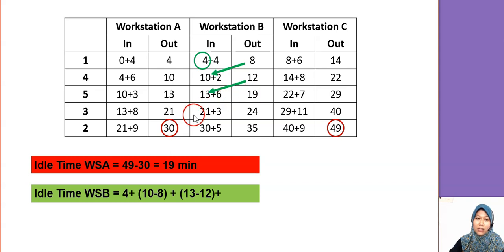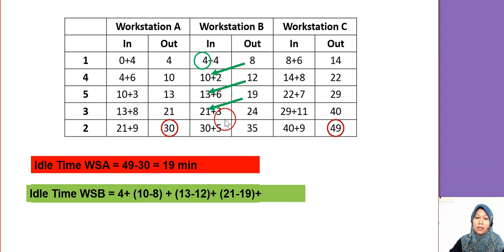And this one 19 and 21. So it's going to be 21 minus 19. And this one is 24 and 30. So there's going to be idle time, in which 30 minus 24. And don't forget, the machine 2 will finish at time 35.